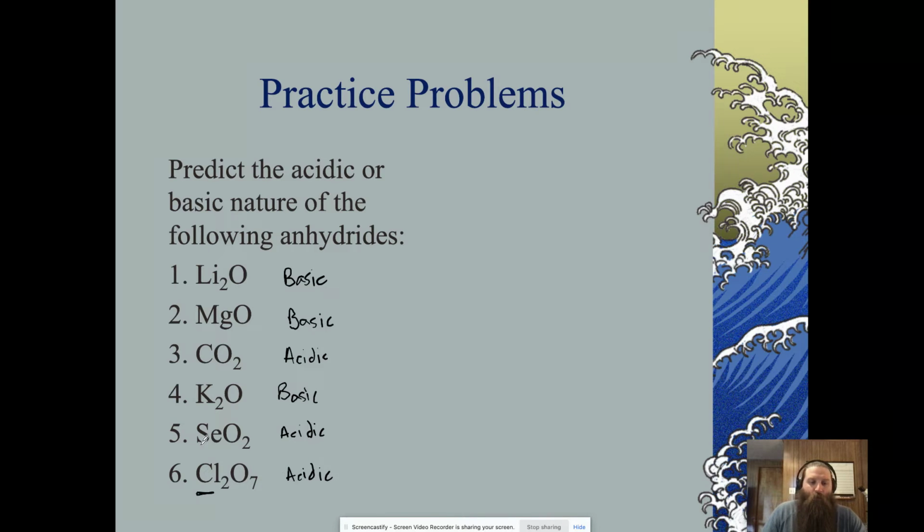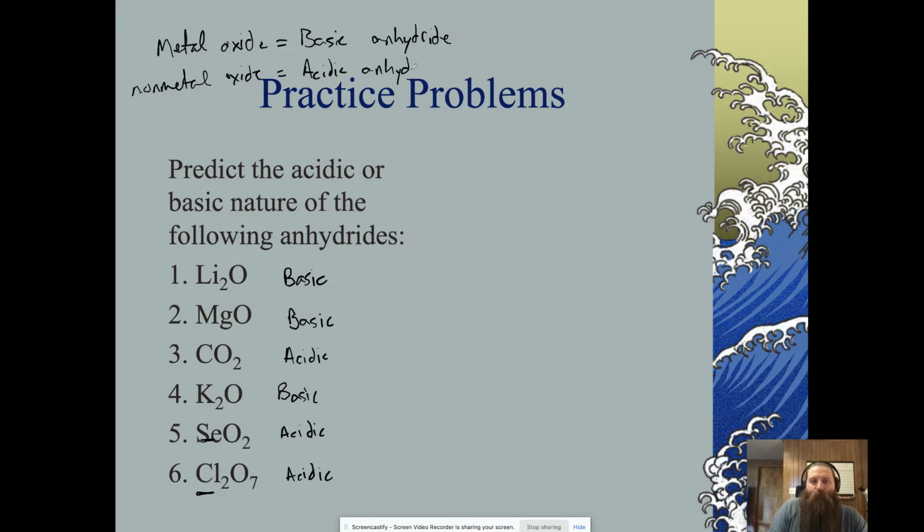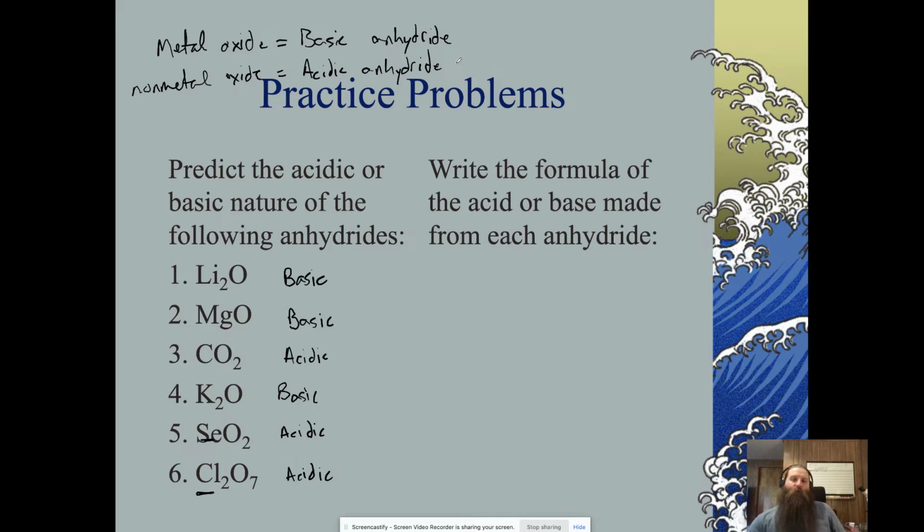All right, so I'm just looking at what it's bonded to. So if I have a metal oxide, I can predict that I'll have a basic anhydride. And obviously, if I have a nonmetal oxide, I can predict I have an acidic anhydride. All right, so let's actually go forth and predict the formula, right? Go forth and write formulas.